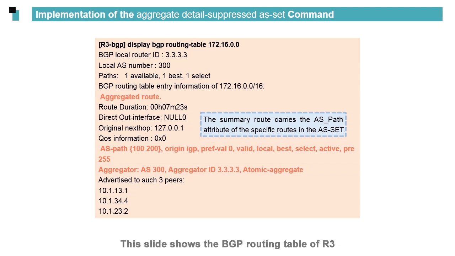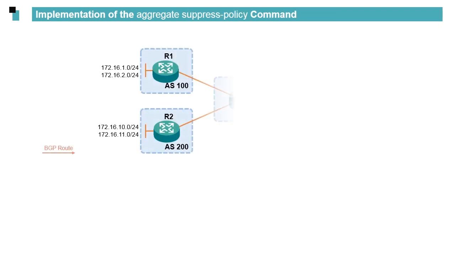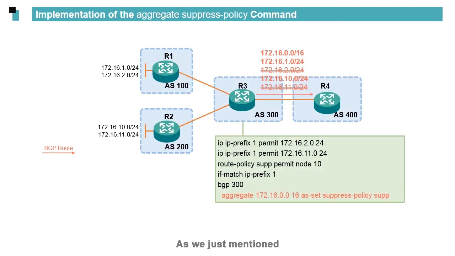This slide shows the BGP routing table of R3. We can see that the summary route inherits the AS path attribute of the specific routes. This slide shows detailed information about the summary route. As we just mentioned, if the detail suppressed parameter is specified in the aggregate command, all specific routes are suppressed.